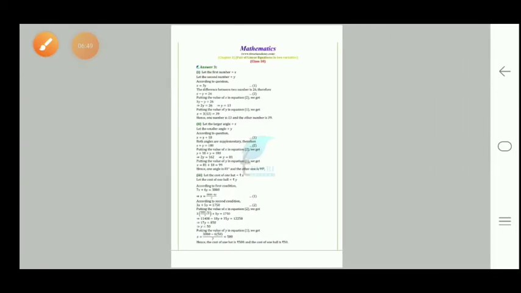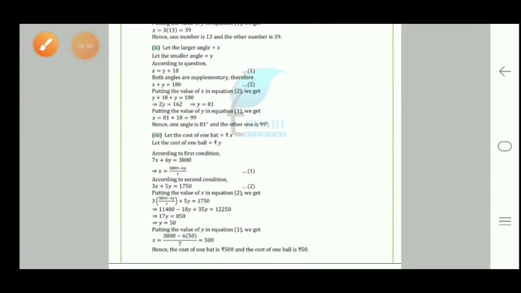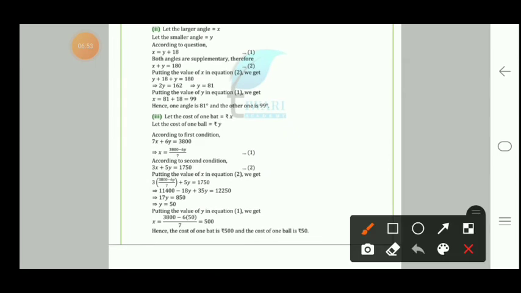So in this question, let the cost of 1 bat be rupees x, let the cost of 1 ball be rupees y. According to the first condition, 7x plus 6y is equal to 3800. So x is equal to (3800 minus 6y) over 7. According to the second condition, 3x plus 5y is equal to 1750. So putting the value of x in equation 2, we get 3 times (3800 minus 6y) upon 7 plus 5y is equal to 1750.